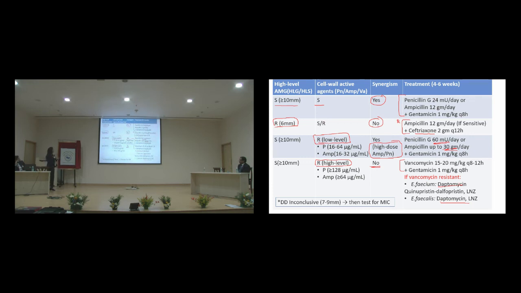If you see, if you have sensitive for high level aminoglycoside, you have low level resistance. Low level resistance is clearly defined through MIC breakpoint. If low level resistance is seen in cell wall active agent, you can choose to give higher dose of cell wall active agent along with aminoglycoside. Whereas if you see high level resistance, you do not choose cell wall acting agent for treatment. Instead, you go for vancomycin. Vancomycin plus aminoglycoside is given. Is it clear now? Yes?